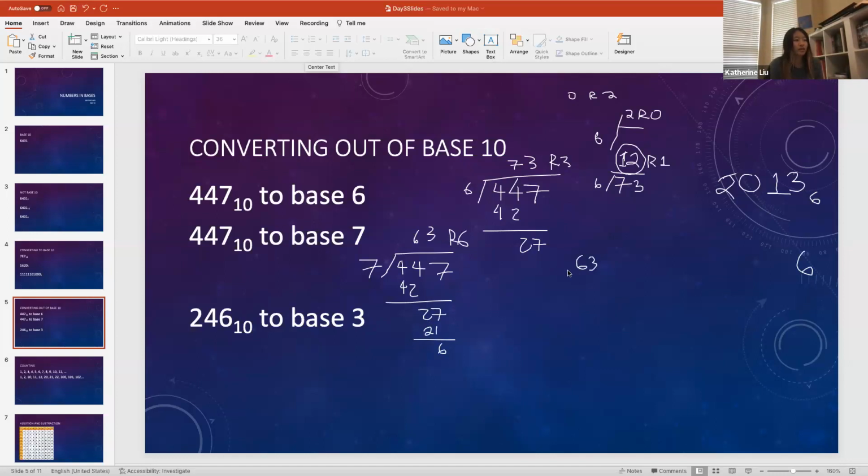So 63 divided by 7 is 9. Remainder 0. So we'll write down the 0 and then do 9 divided by 7 is 1 remainder 2. So we'll just copy down that 1 and that 2. So now we know that 447 base 10 is actually 1206 base 7. So you'll notice that the 1206 looks so much smaller than the 2013, even though they both represent the same value.